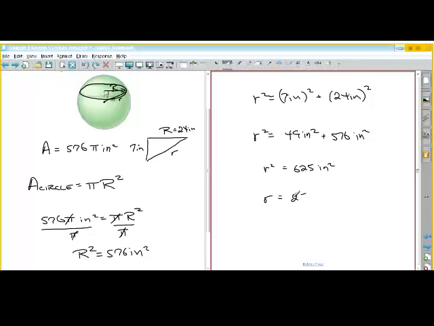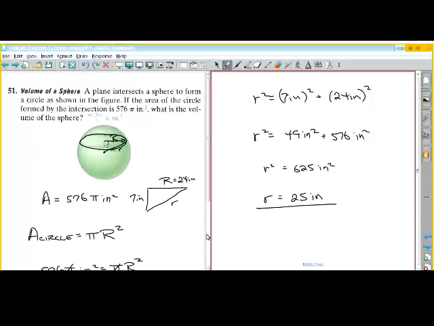Take the square root of both sides, and the square root of 625 is 25, and the square root of inches squared is inches. So that's the radius of the sphere. That's the distance from the center of the sphere to the surface of the sphere. R is the distance from the center of this circle that I create.